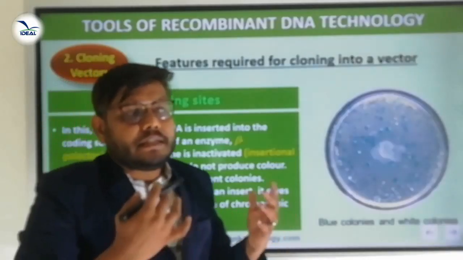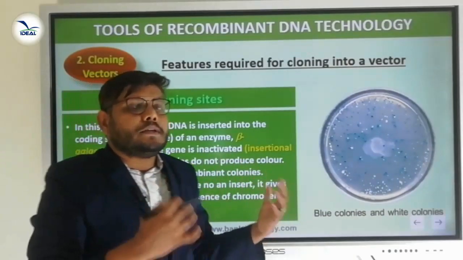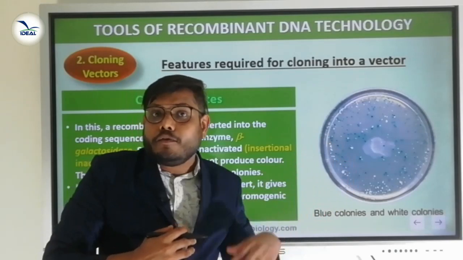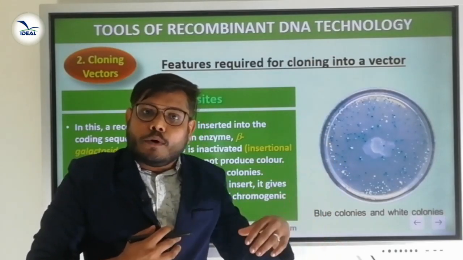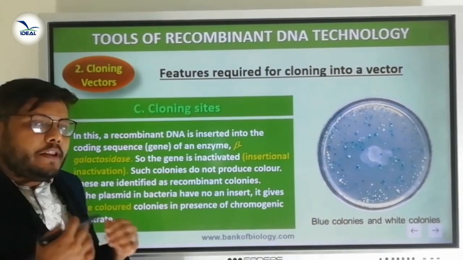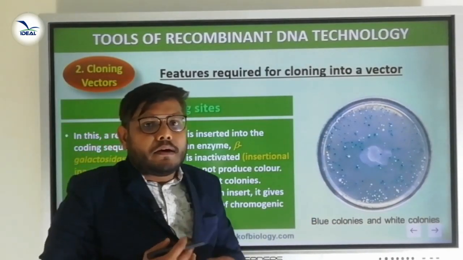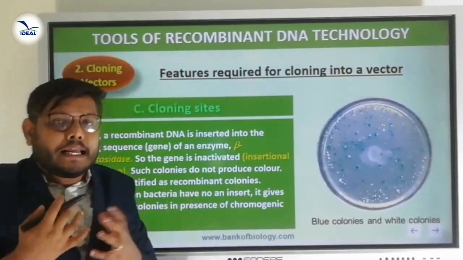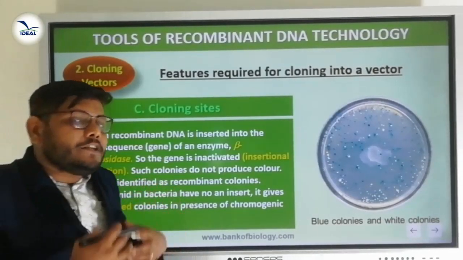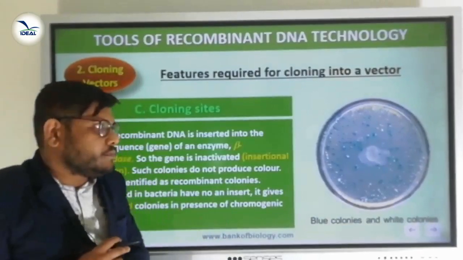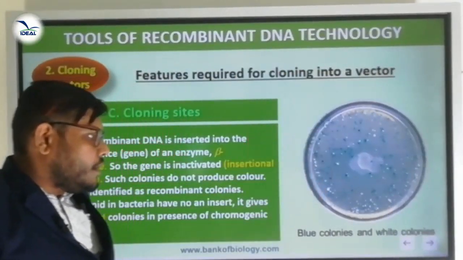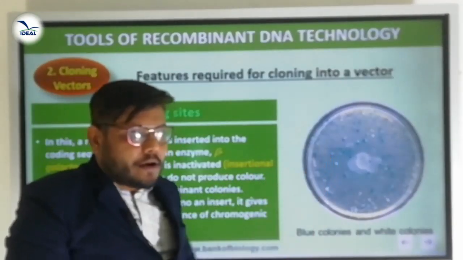Next one, insertional inactivation. On the basis of color production in the presence of a chromogenic substance, we can select the transformant from non-transformant. Every bacterial colony contains an enzyme called beta-galactosidase. Because of the presence of the beta-galactosidase enzyme, the colony becomes blue. This is one of the bacterial colonies. Here blue colonies and white colonies are there.